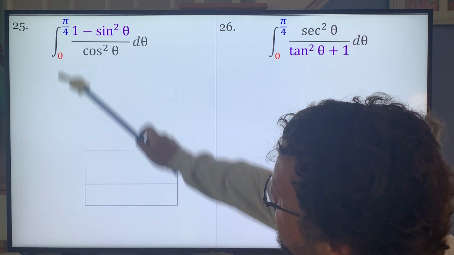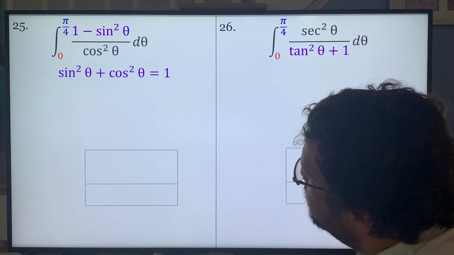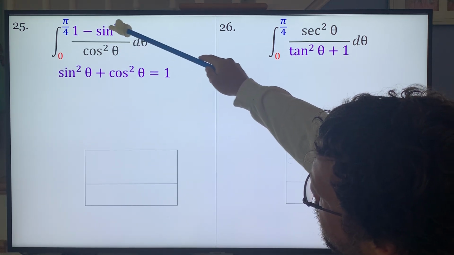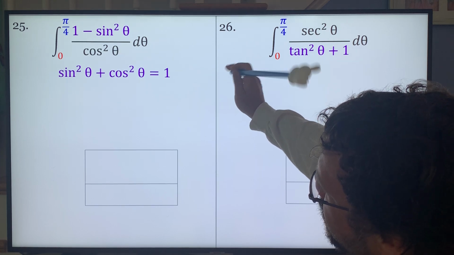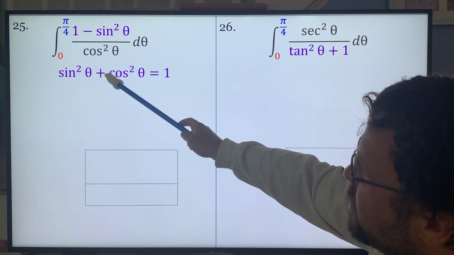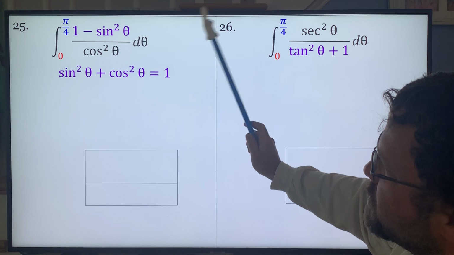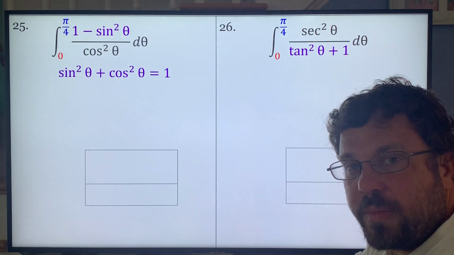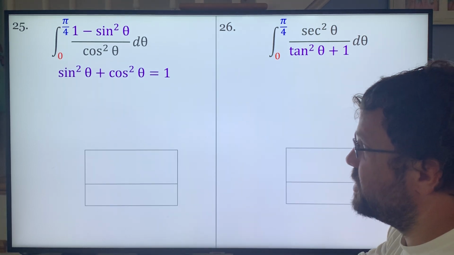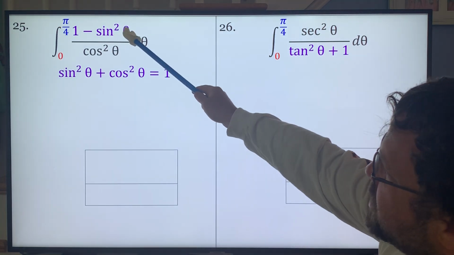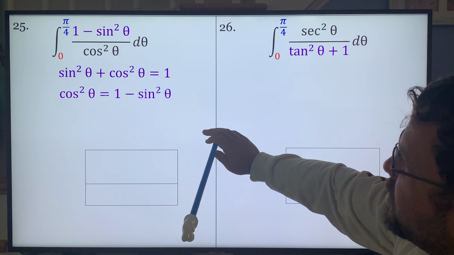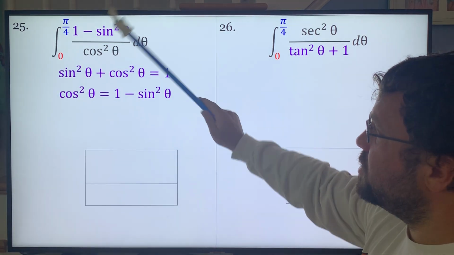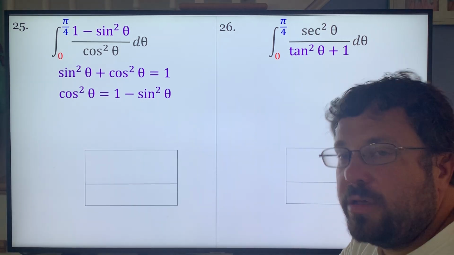So you would divide both of these things by cosine squared. So 1 divided by cosine squared, negative sine squared divided by cosine squared. Now what you know is sine squared plus cosine squared equals 1. Did you guys remember that? It's called a trig identity. That's from last year. So this is 1 minus sine squared. So what does that equal? It equals cosine squared.